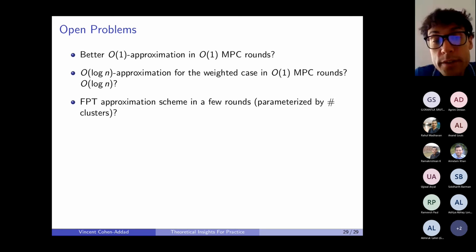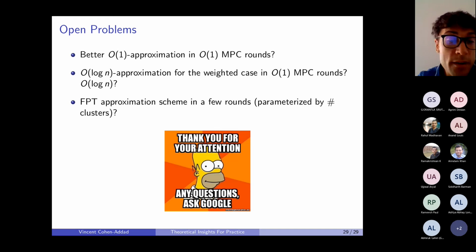Also, a natural question is, if I want k clusters, and as many singleton clusters as you want, but at least k non-singleton clusters, can you get a 2 to the k poly n approximation in a constant number of rounds in the MPC setting? You can do it in the classic regime where you don't have to do it in few rounds, but can you match the general regime in the MPC regime for the FPT setup? That would be nice. And I'm going to stop here and happy to take any questions.